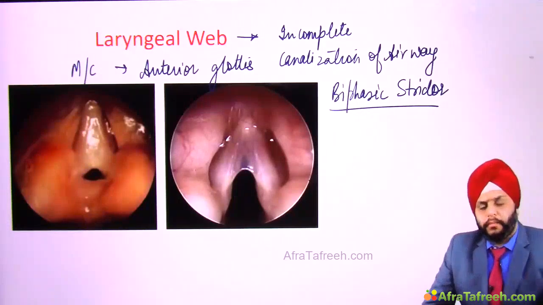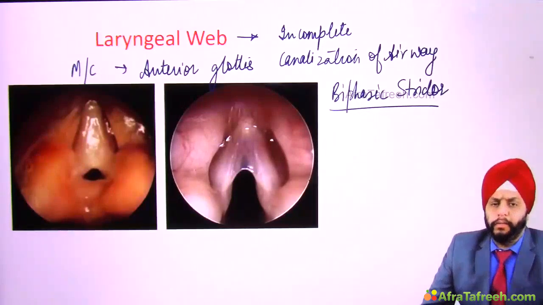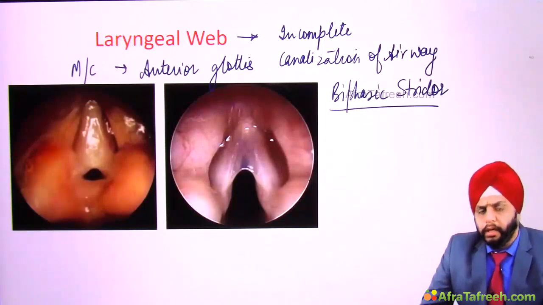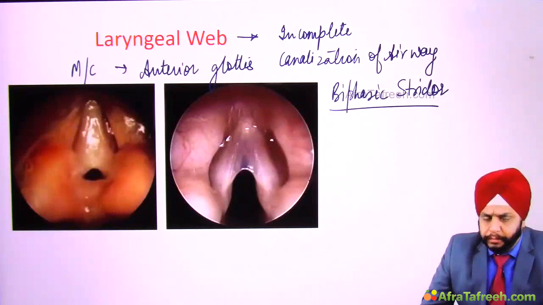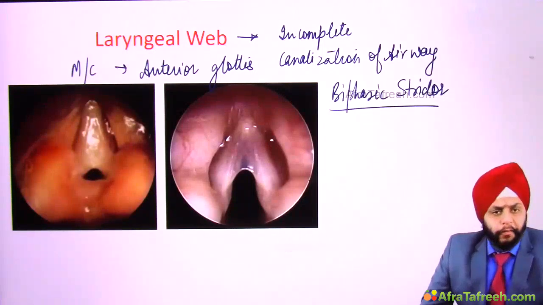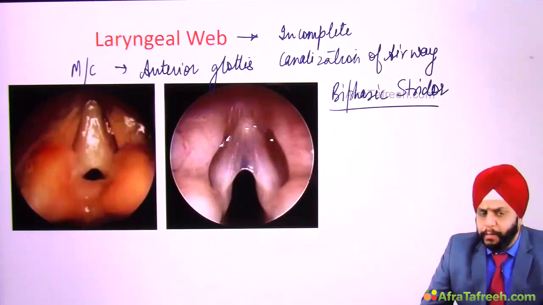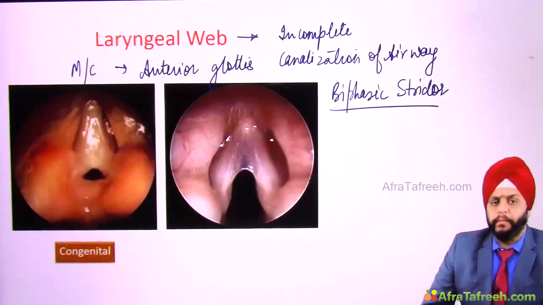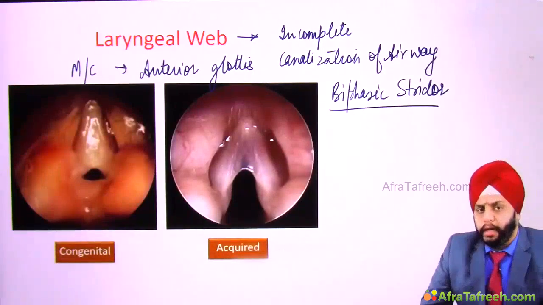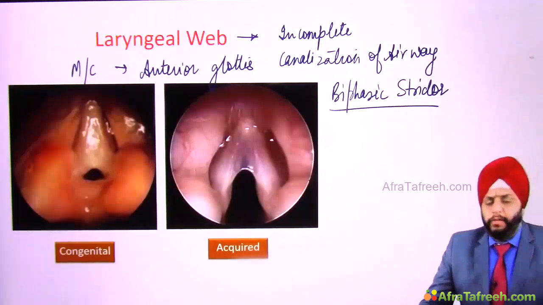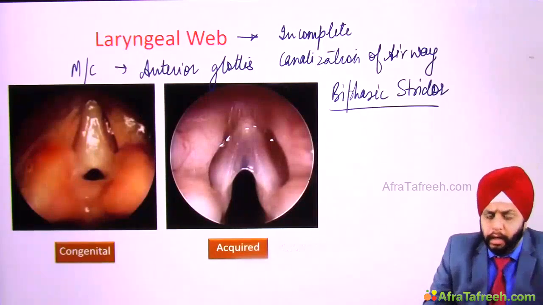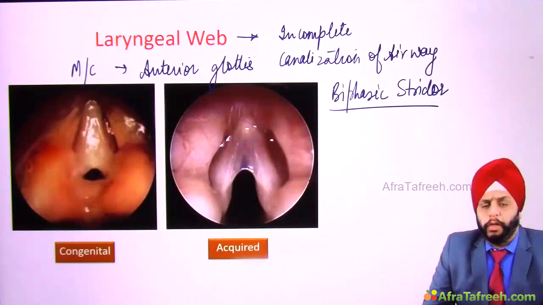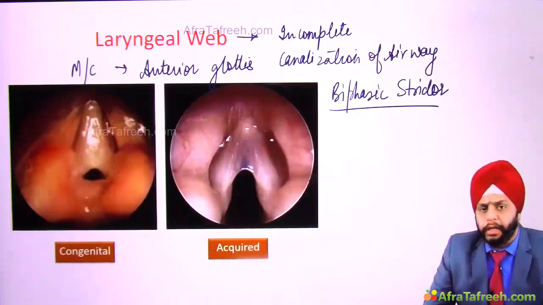Okay, now what do you find on examination? On examination, you can see that there is a membrane which is blocking the airway. Now remember, if you look in the photographs, there are two types of membrane. So similarly, there are two types of laryngeal web. Which two types? Congenital or acquired. Yes, so these webs can not only be congenital, they can also be acquired. So congenital, I told you, was because of incomplete canalization of the airway.